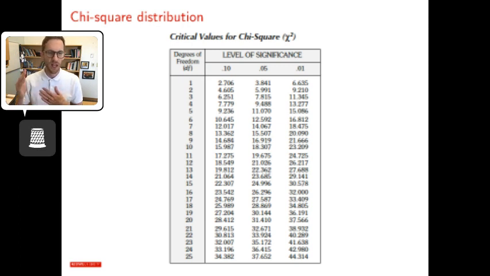So we'll set either a 0.1, we've been doing 0.05, or a 0.01. But each one of those has a different chi-squared value as kind of the indicator of whether or not we would accept or reject our null. So if our chi-squared value is larger than the value we find in this table, based on our level of significance and degrees of freedom, then we're going to go ahead and reject the null hypothesis. But if our value is smaller than the chi-square value we find in this table, then we would fail to reject the null.